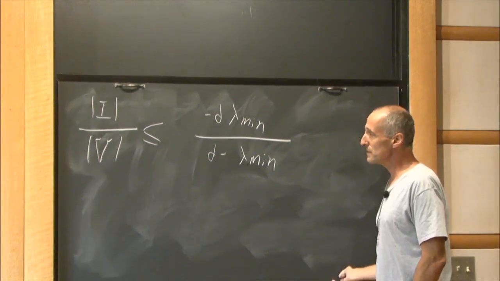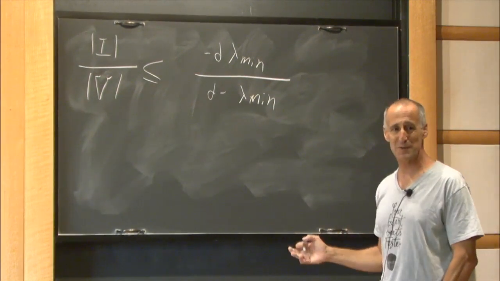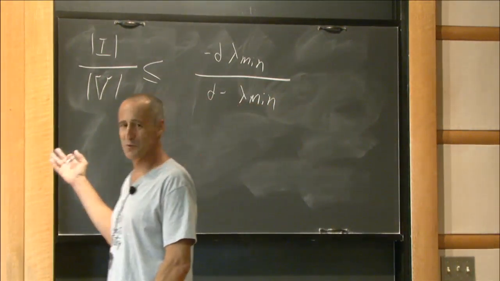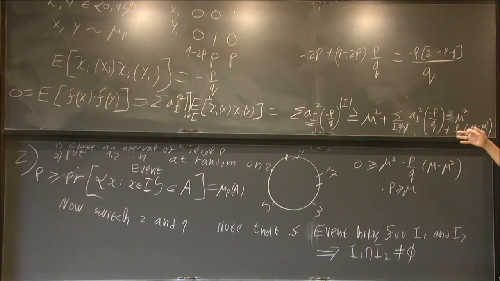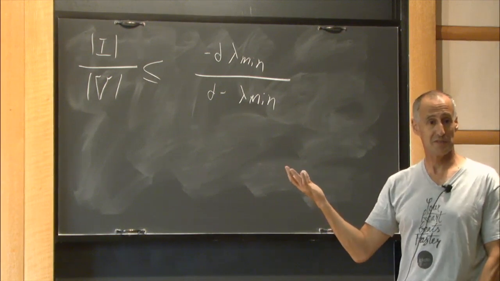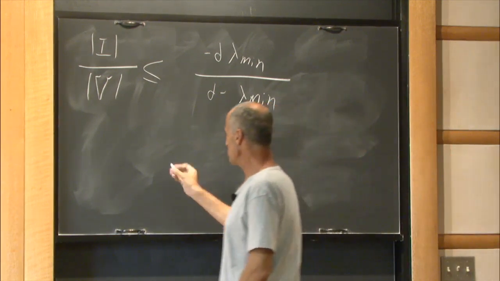And the way you prove it is you do spectral analysis. This is the proof of Hoffman's theorem. You take the characteristic vector of the independent set, and you expand it in terms of eigenvectors of the graph, and this is the proof. Now, I'm doing this proof for our graph. What graph? Is there a graph here? So there is a graph.